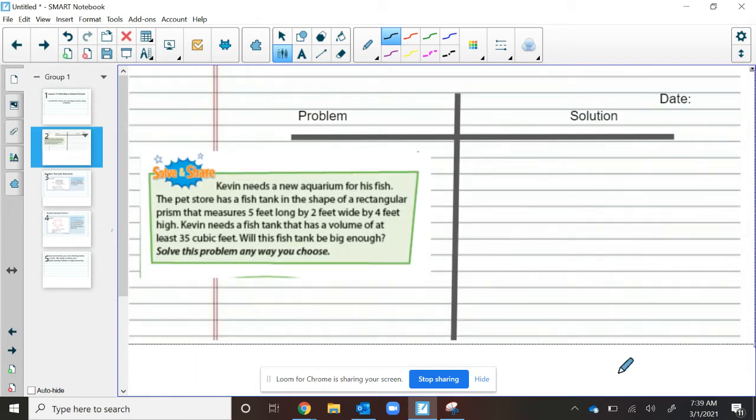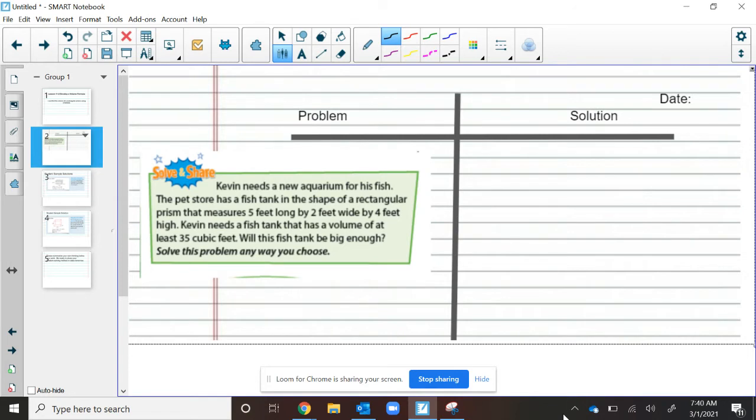All right, here is our solve and share problem for tonight. It says, Kevin needs a new aquarium for his fish. The pet store has a fish tank in the shape of a rectangular prism that measures 5 feet long by 2 feet wide by 4 feet high. Kevin needs a fish tank that has a volume of at least 35 cubic feet. Will this fish tank be big enough? Solve the problem any way you choose.